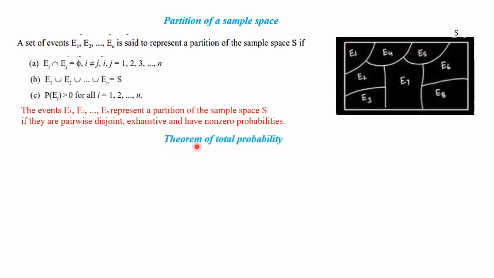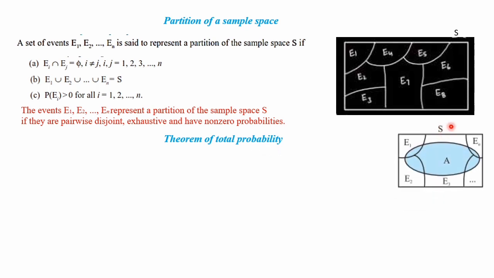Next, theorem of total probability. Consider a sample space S and it is subdivided into E1, E2, E3, etc., En. There are different events and we have taken another event A and this A is a subset of S. Once again, consider a sample space S subdivided into E1, E2, E3, etc., En different events, and we have considered one more event A. A is a subset of S.